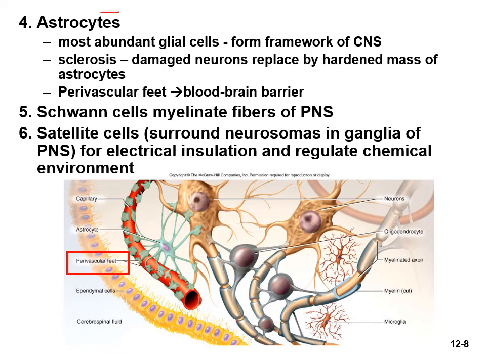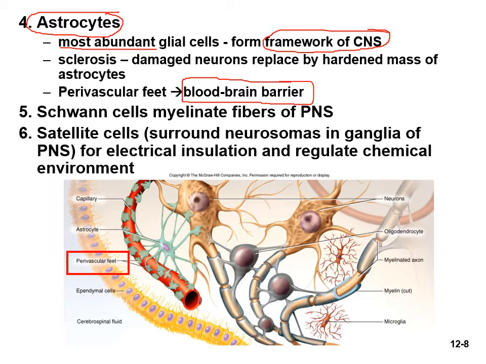Your astrocytes are the most abundant glial cells. They get their name because they kind of look like stars. The astrocytes will have many different functions. Their main function is to form the framework of the central nervous system. So they, in essence, monitor many different aspects of the central nervous system, including the blood-brain barrier.